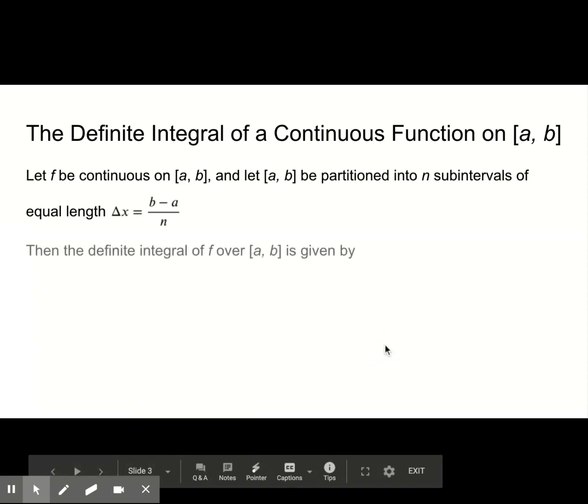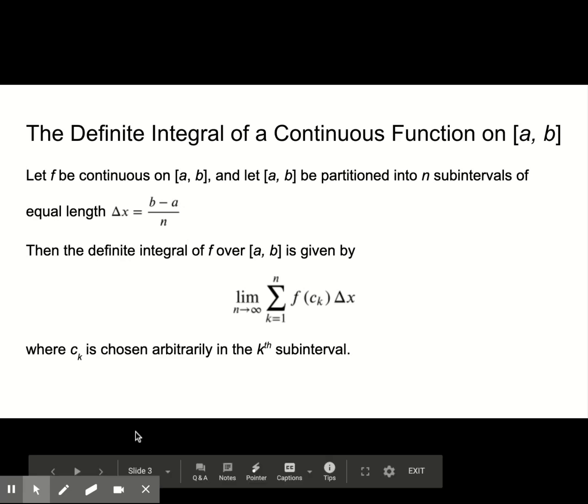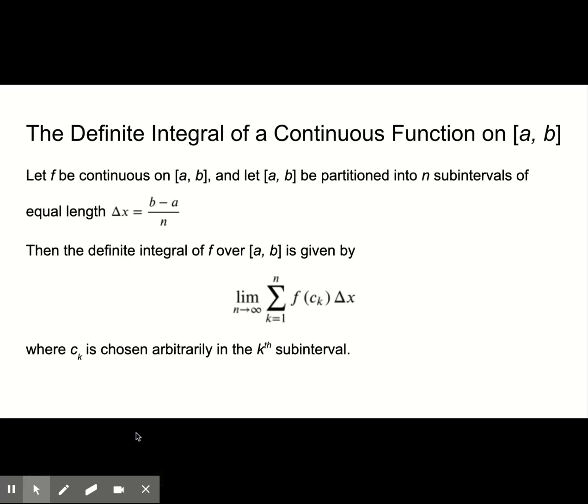Now here's our definition. The definite integral of f over AB is given by the limit as n approaches infinity of the sum of f of c sub k times delta x sub k from k equals 1 to n, where c sub k is chosen arbitrarily in the kth subinterval.